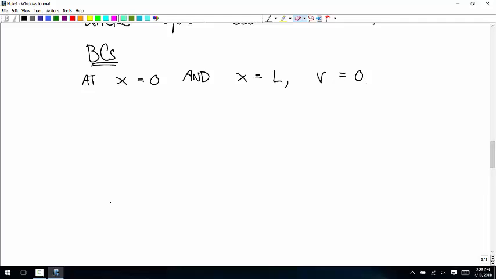So let's first do the one that says at x equals 0, v is equal to 0.